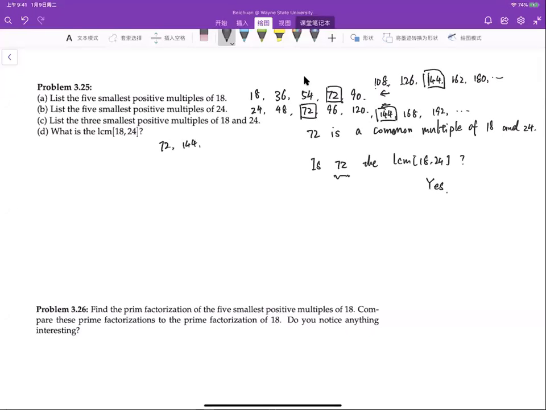Then can you guess the next one without listing them? Jacob, do you have any idea? 216. What is that? 200 and what? 216. All right, so how did you get that?